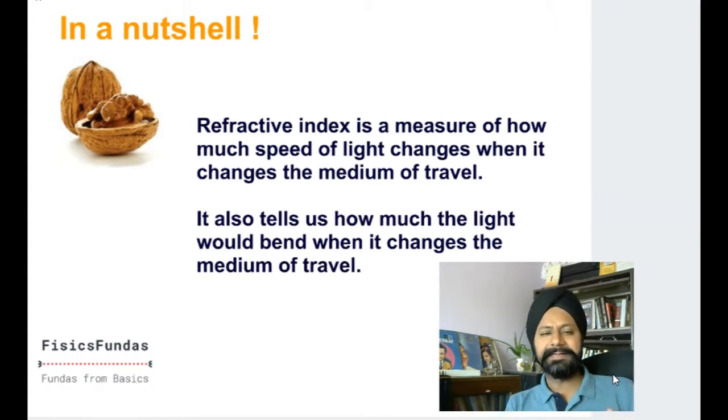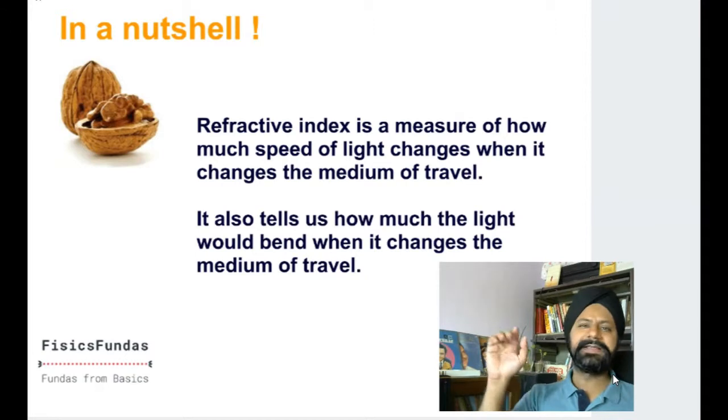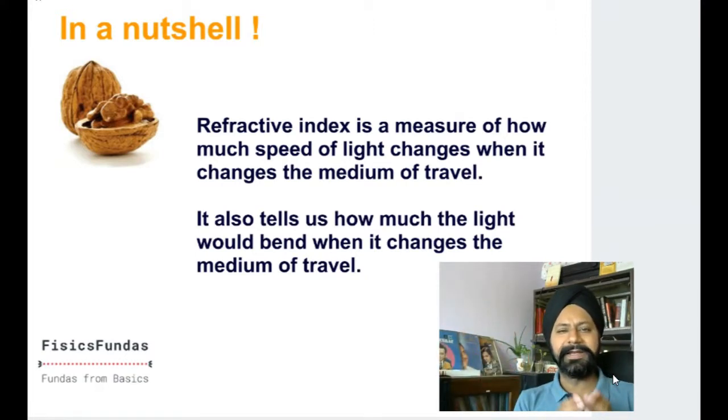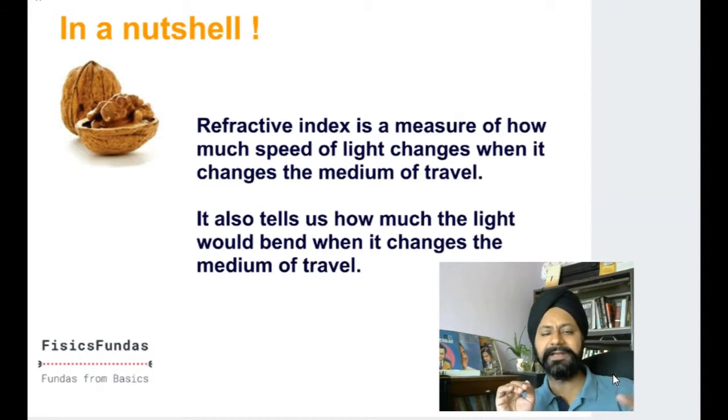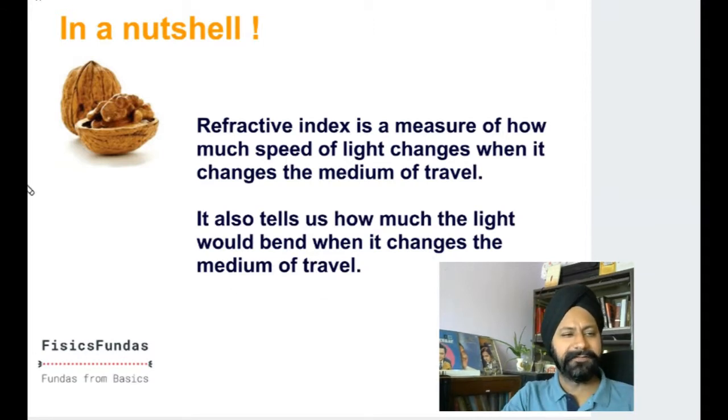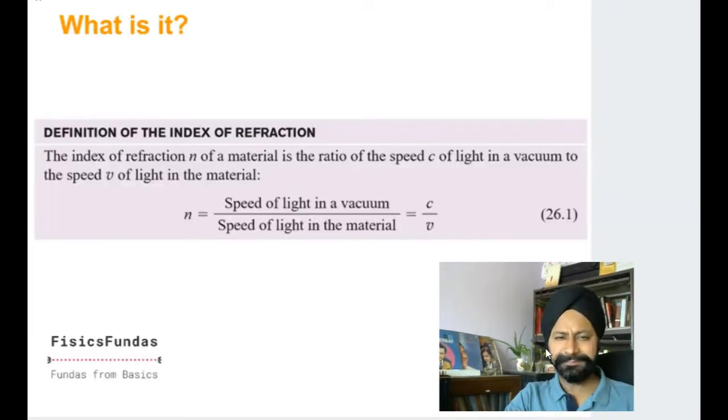It also tells us how the light would bend. Light travels in a straight line, but when it changes medium, the path is bent, and the refractive index will tell us how much it bends and in what direction. So the more the refractive index, the more the bending. And also understand, the more the refractive index, the lesser the speed of light. So let us get started with those concepts here.